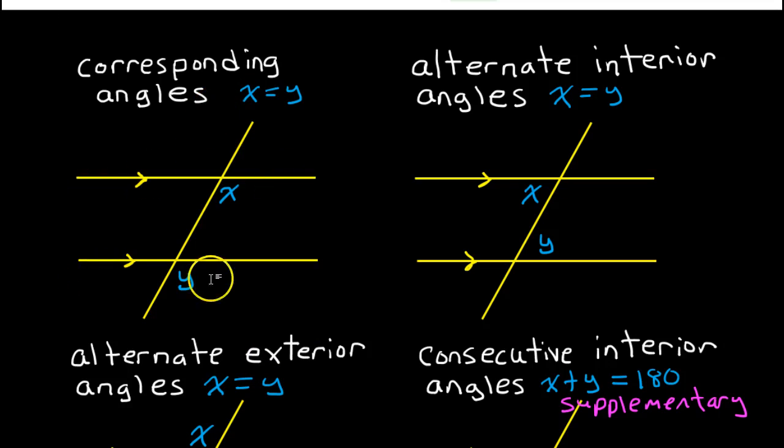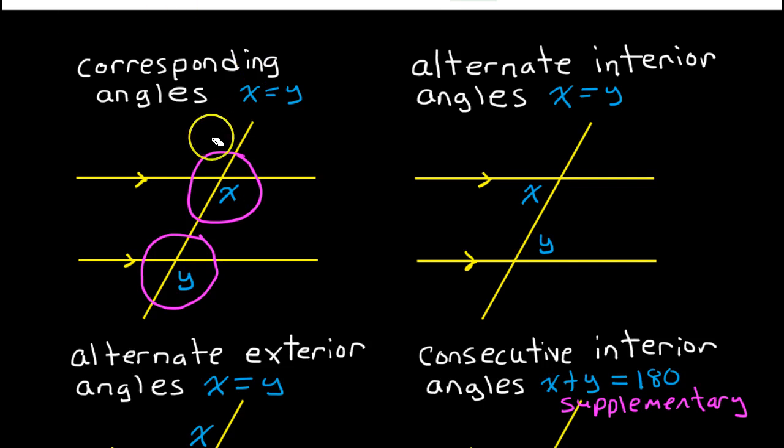When you have parallel lines cut by a transversal, you can have corresponding angles, and those are angles that are in the same position if you look at one group at a time. For example, in this group of angles around this intersection, see how this X is in the lower right hand corner? And if I look at this group, this is also in the lower right hand corner. That makes these corresponding angles.